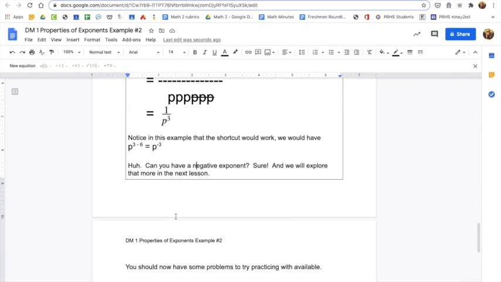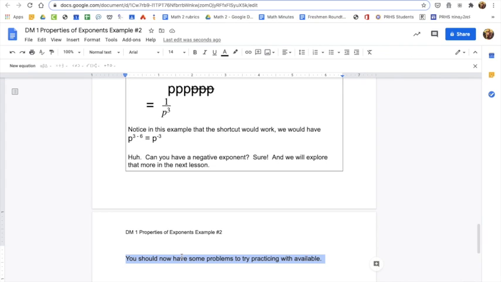That's enough for today. You should now have some problems to try practicing, where you've got a worksheet where you try to find the quotients and simplify some exponentials that are in the forms of fractions.